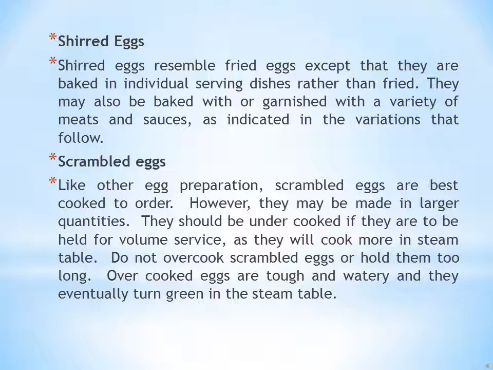Like other egg preparations, scrambled eggs are best cooked to order. However, they may be made in larger quantities. They should be undercooked if they are to be held for volume service, as they will cook more in the steam table. Do not overcook scrambled eggs or hold them too long. Overcooked eggs are tough and watery and they eventually turn green in the steam table.